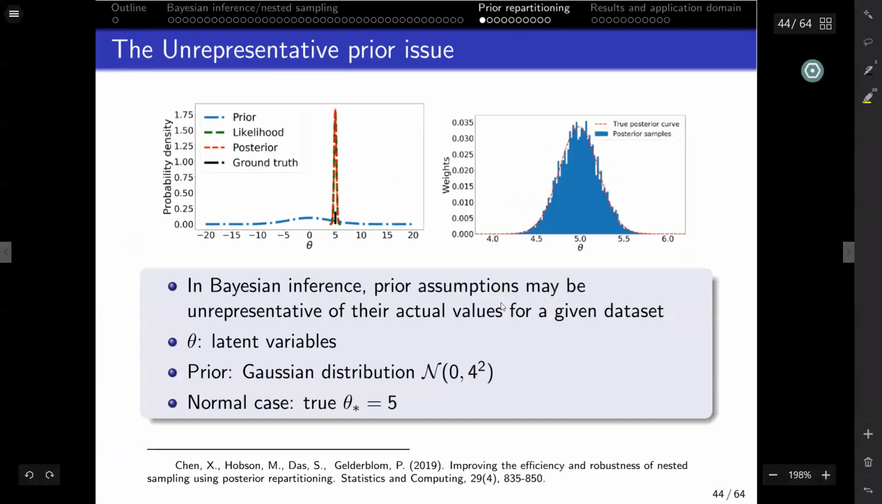So then let's move to the unrepresentative prior issue. What's an unrepresentative prior? It's a phenomenon where our prior assumptions are far from the actual prior values, or the actual latent space values, given a data set.